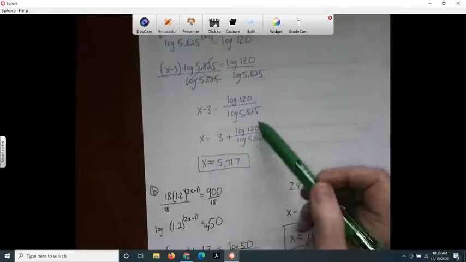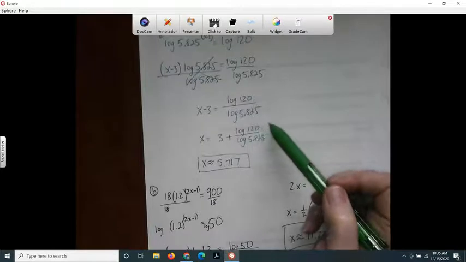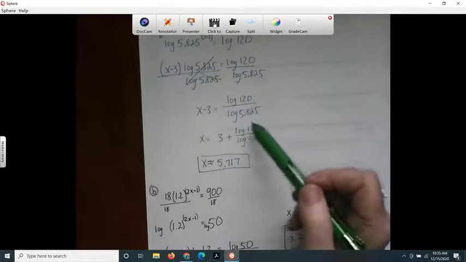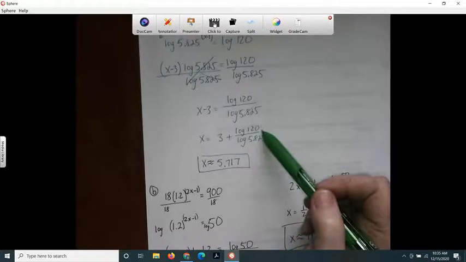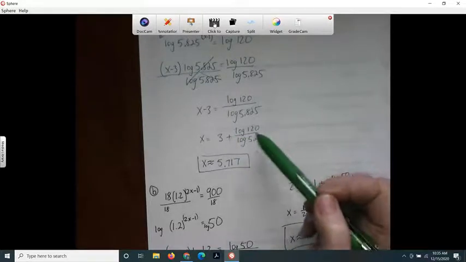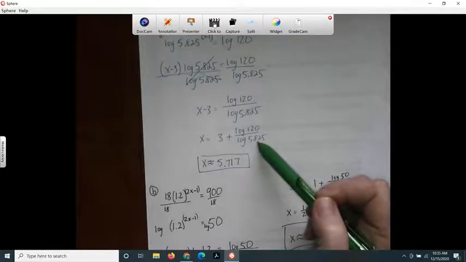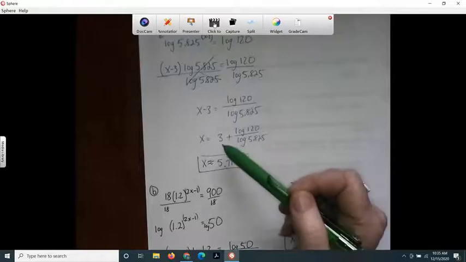And then here I just put it in my calculator. So I hit the log key and I hit 120 and I push the equal sign just to make sure that it does the order of operations correctly. And then I said divided by log 5.825. And then I added a 3 to it and I got this.